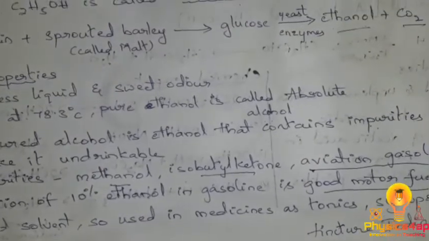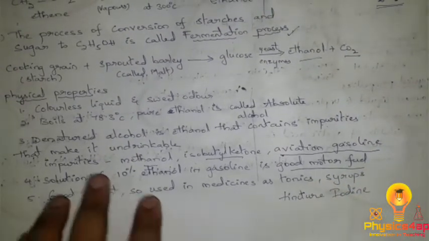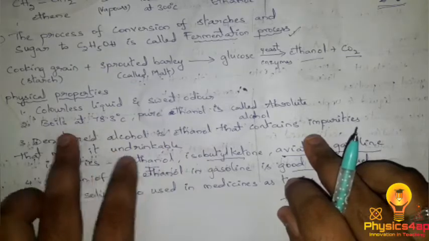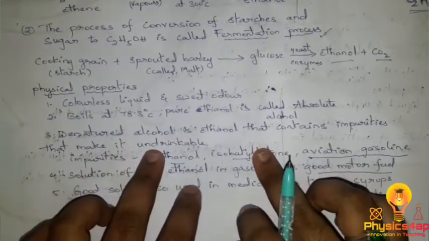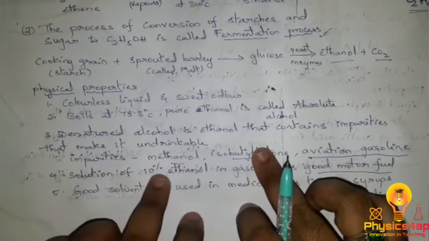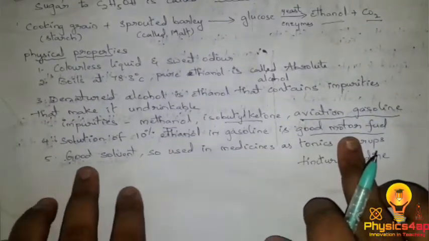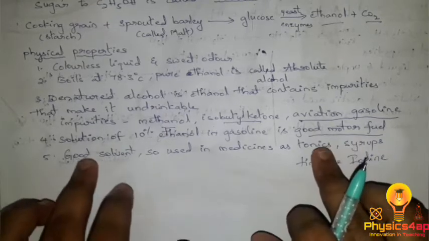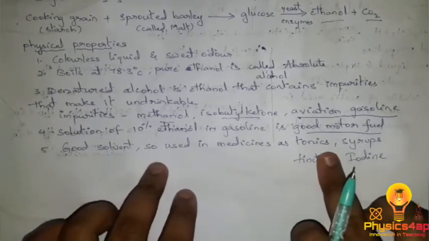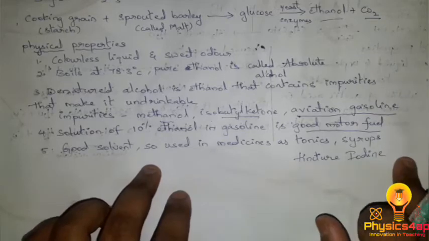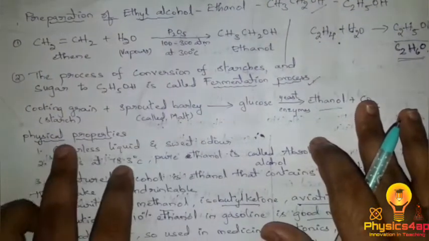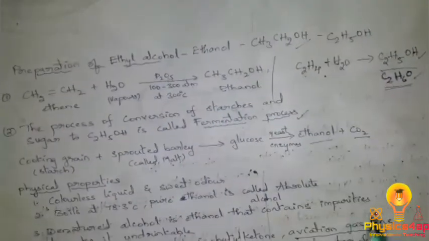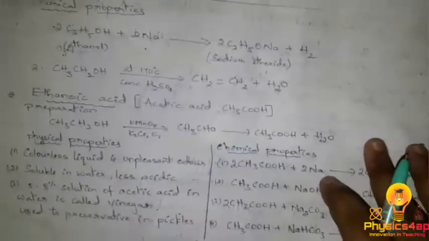So these are the physical properties of alcohol: a colorless liquid, sweet odor, boils at 78.3 degrees; denatured alcohol, which is not used for drinking; 10% ethanol is a good motor fuel; and as a good solvent, it is used in medicines to prepare tonics, syrups and tincture iodine. So this is the complete information about ethyl alcohol. Here we have seen the physical properties. Now let us move on to the chemical properties of ethyl alcohol.